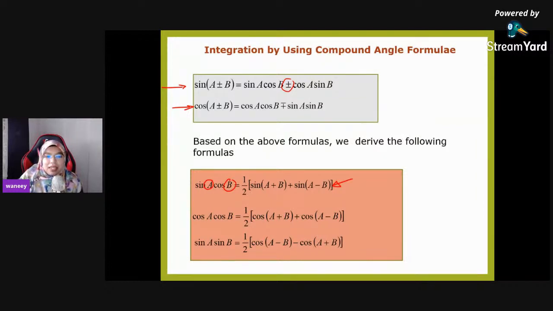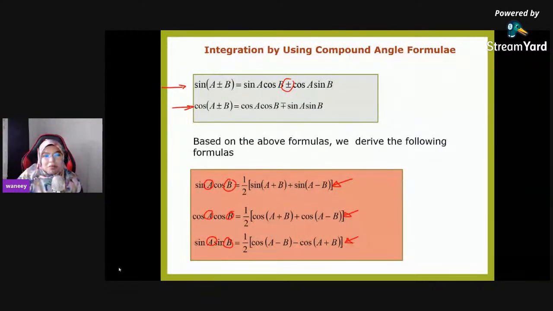So half sine of A plus B plus sine A minus B. And then cos A, cos B, again, the angle is not the same. So I'm going to use this formula. Cos of A plus B plus cos A minus B over 2. And then sine A, sine B, again, the angle is not the same. So we're going to use this formula again.